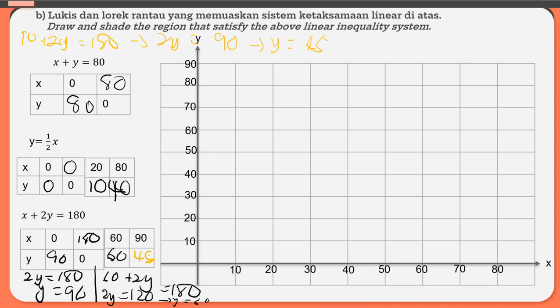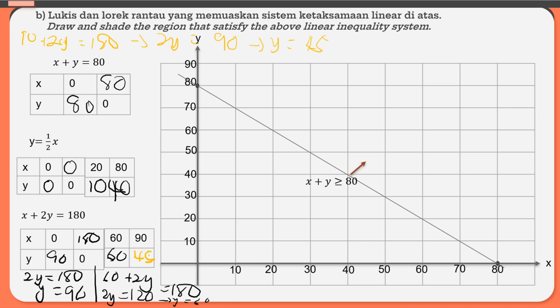Alright, so plot the points on the first equation. So you have 0, 80 and 80, 0. So these are the plots of the points, and then draw the line. So you have a solid line because of the inequality x plus y greater or equals to 80, and the region you should find is above the line.